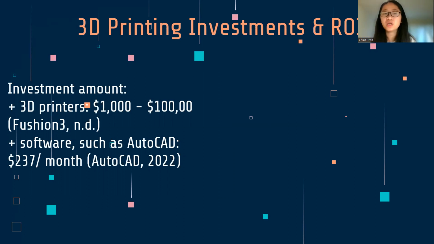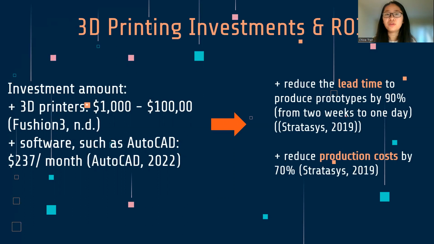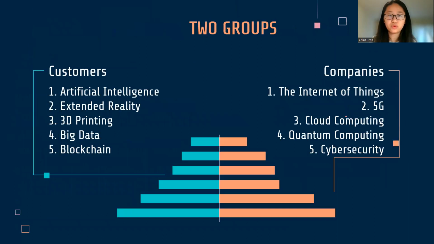And the company needs to think about software such as AutoCAD. The company has to pay a subscription fee to the software company. And as I already mentioned, because 3D printing can be used in manufacturing, it can reduce production costs and reduce the lead time to produce a prototype. So that is the most important benefit when the company uses 3D printing within manufacturing.